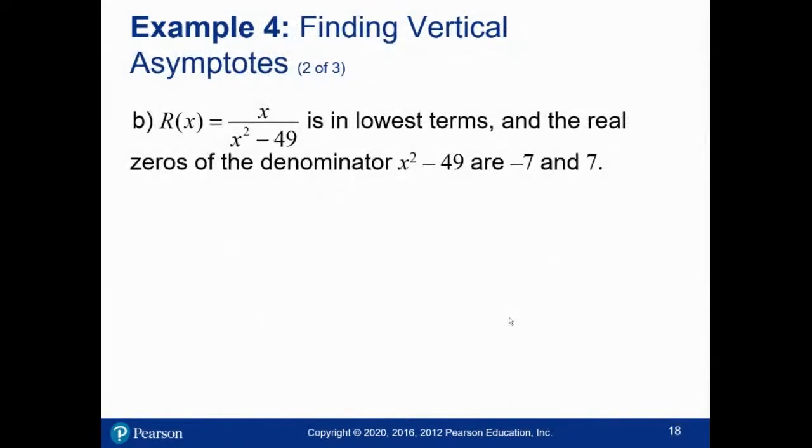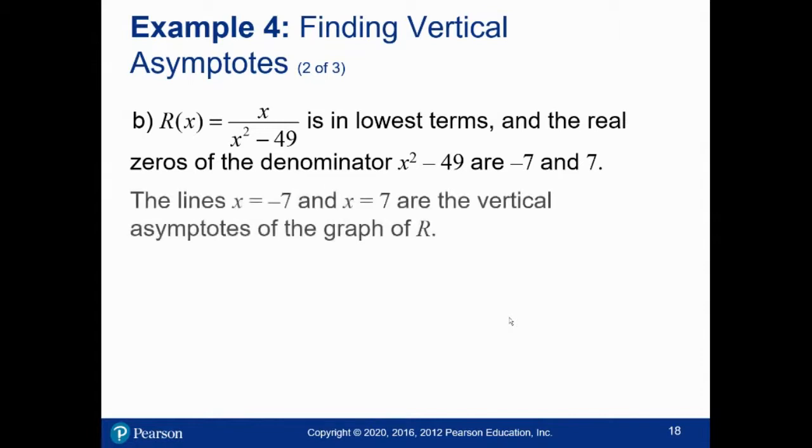For b, the only root of the numerator is 0. The roots of the denominator are 7 and -7, so there are no shared roots. It's already in lowest terms. Therefore, 7 and -7 are vertical asymptotes.